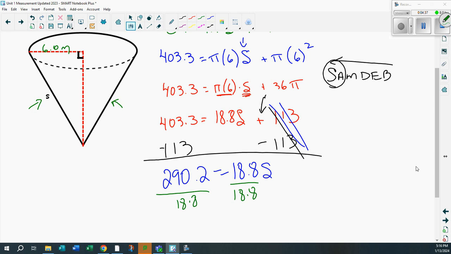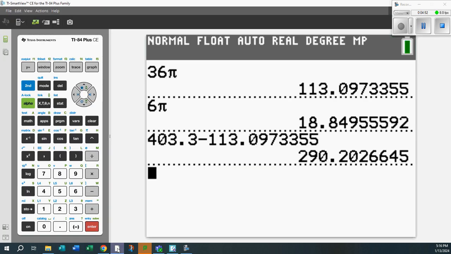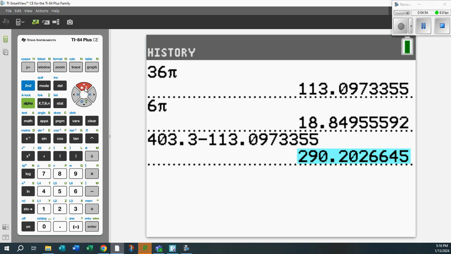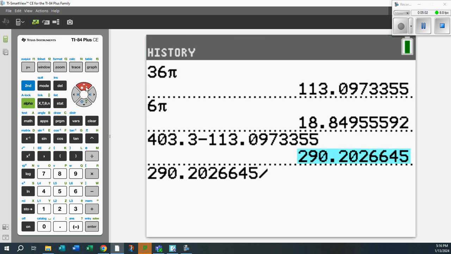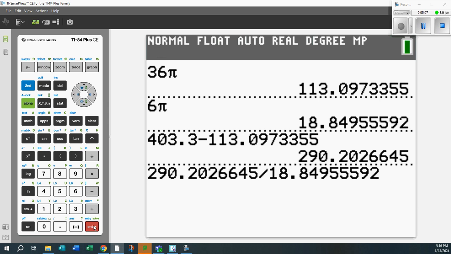Well, wait a second. What happened to our SAMDEB? Well, SAMDEB says you finished off with your subtraction addition. You do multiplication division next. Divide by 18.8. So 290.2 divided by 18.8. Well, wait a second. Let's use the actual numbers. Oh, there's the number. Mouse up using the history button, hit enter, put it in there. We're going to divide this by the 18.8. Where is my 18.8? Oh, there it is. Boom. Check this out. This is including all the decimals now. So your answer is incredibly accurate. Punch it.